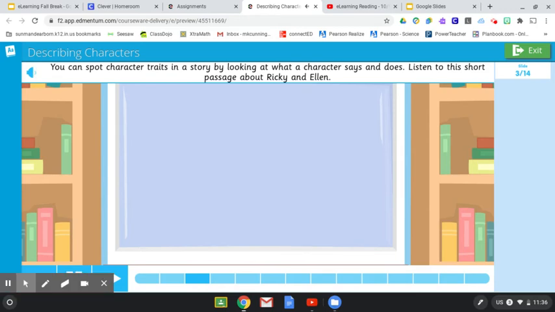You can spot character traits in a story by looking at what a character says and does. Listen to this short passage about Ricky and Ellen.